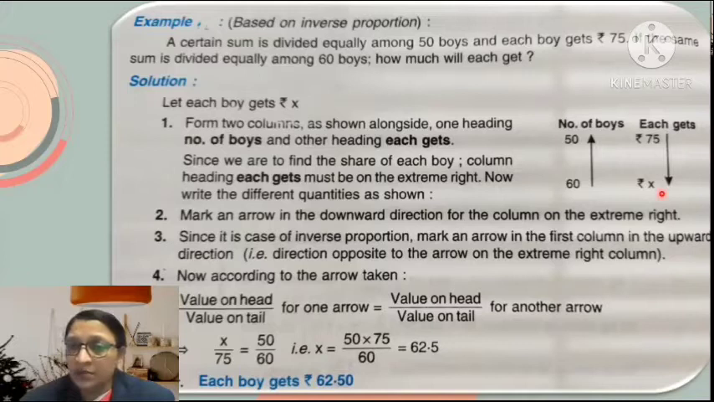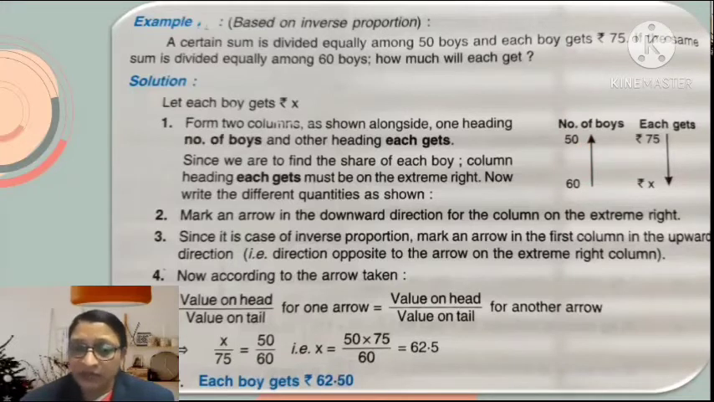Now let us draw arrows. From these two columns, the unknown quantity is X on the rightmost column. So this we will mark with the downward arrow. You can see here, the head of the arrow is toward the down. This is the inverse proportion. It means if the number of boys increases, the amount of rupees which they will get will decrease. So this arrow is in the down direction. In the other column, the arrow will be up-headed.